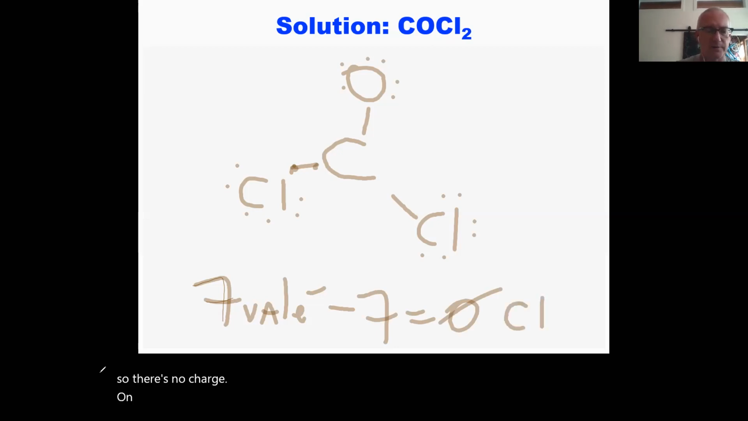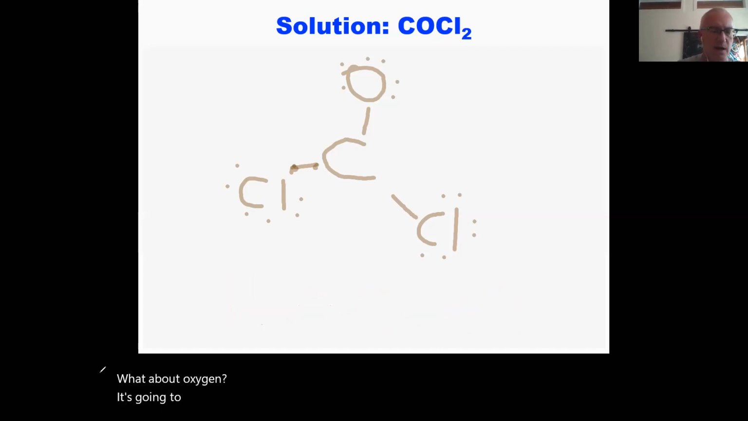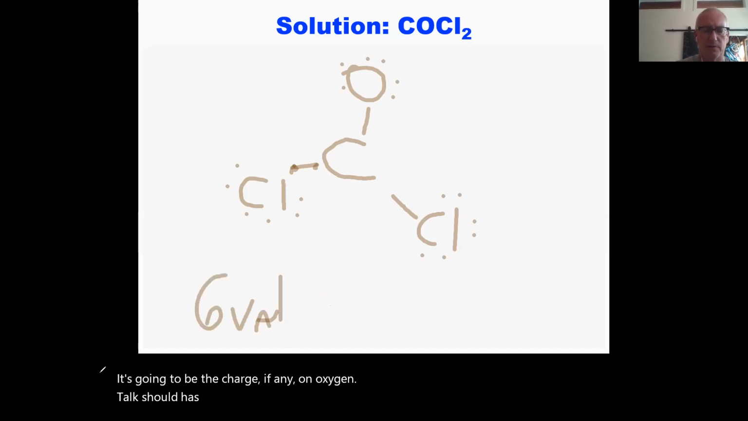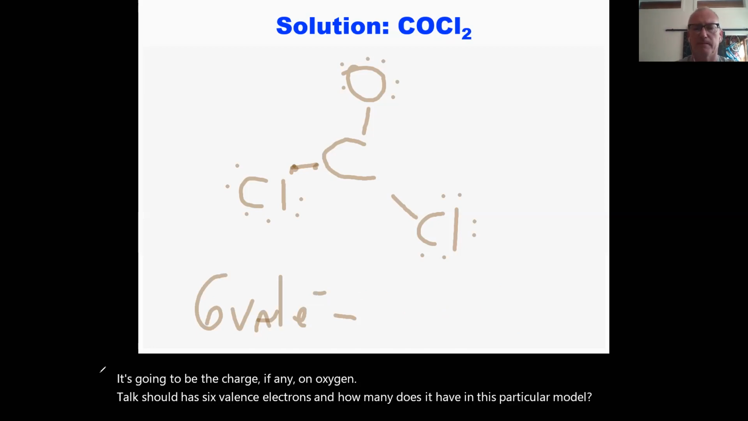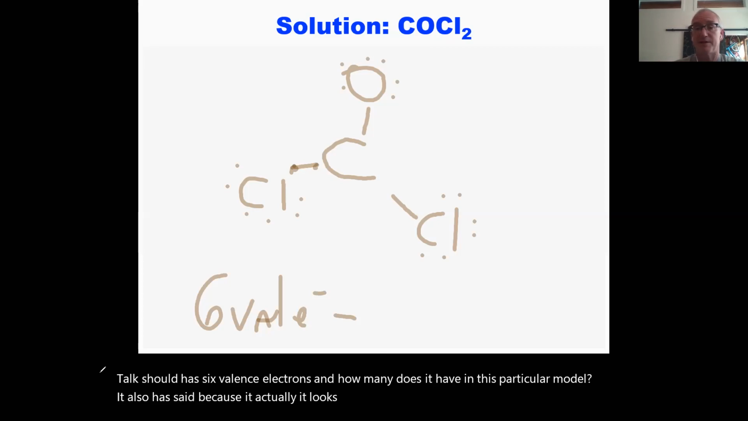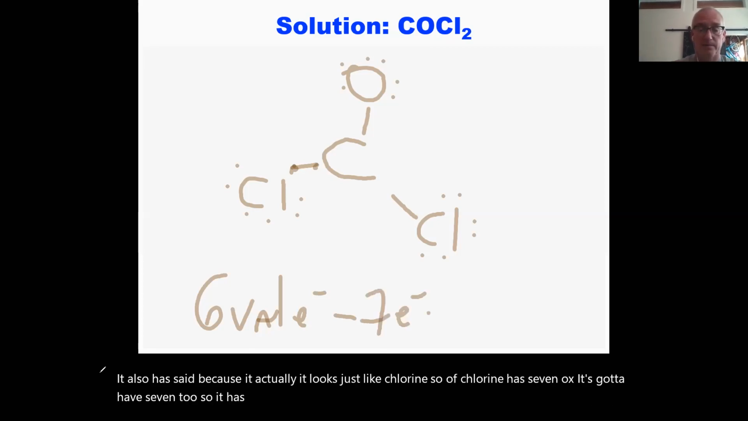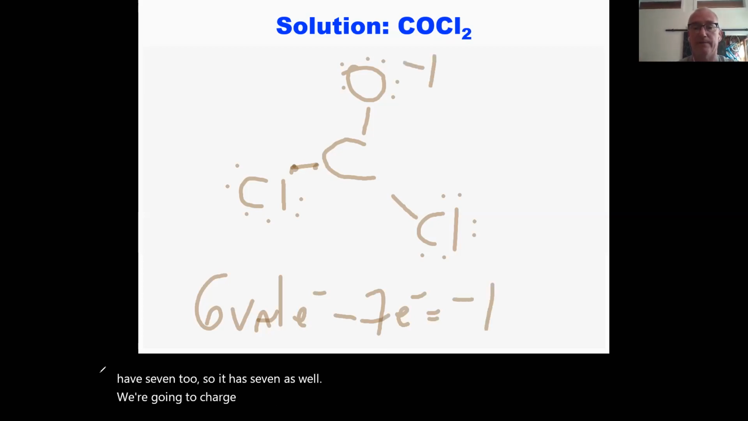Now, what about oxygen? What's going to be the charge, if any, on oxygen? Oxygen has 6 valence electrons. And how many does it have in this particular model? 7. It also has 7, because it looks just like chlorine. So if chlorine has 7, oxygen's got to have 7 too. So it's a -1 charge. So we're going to have a charge on oxygen here, -1.